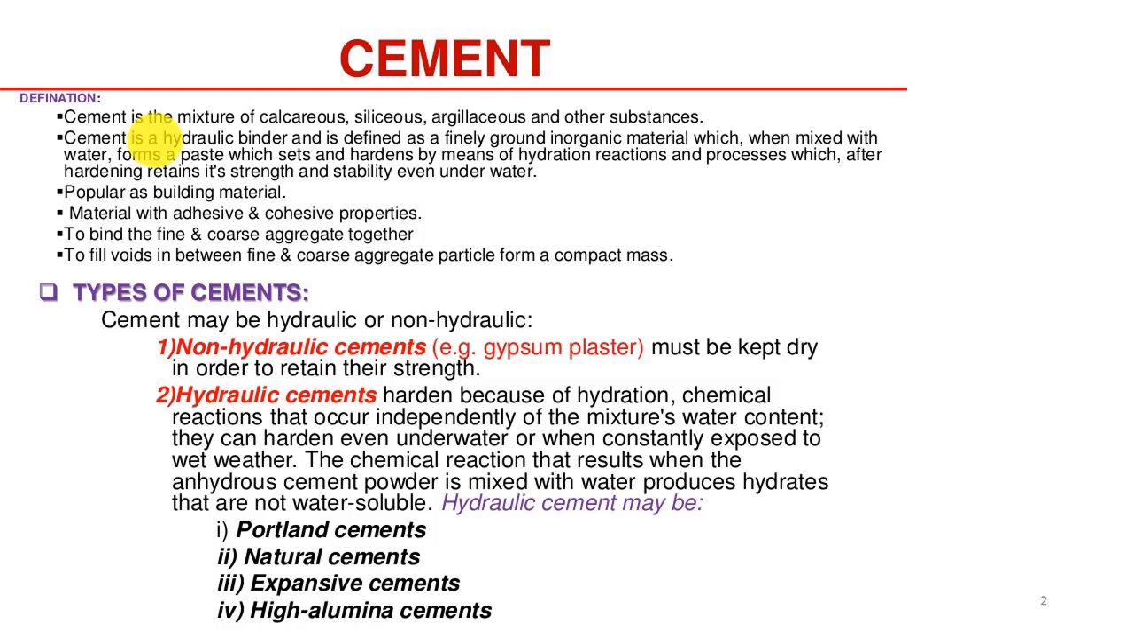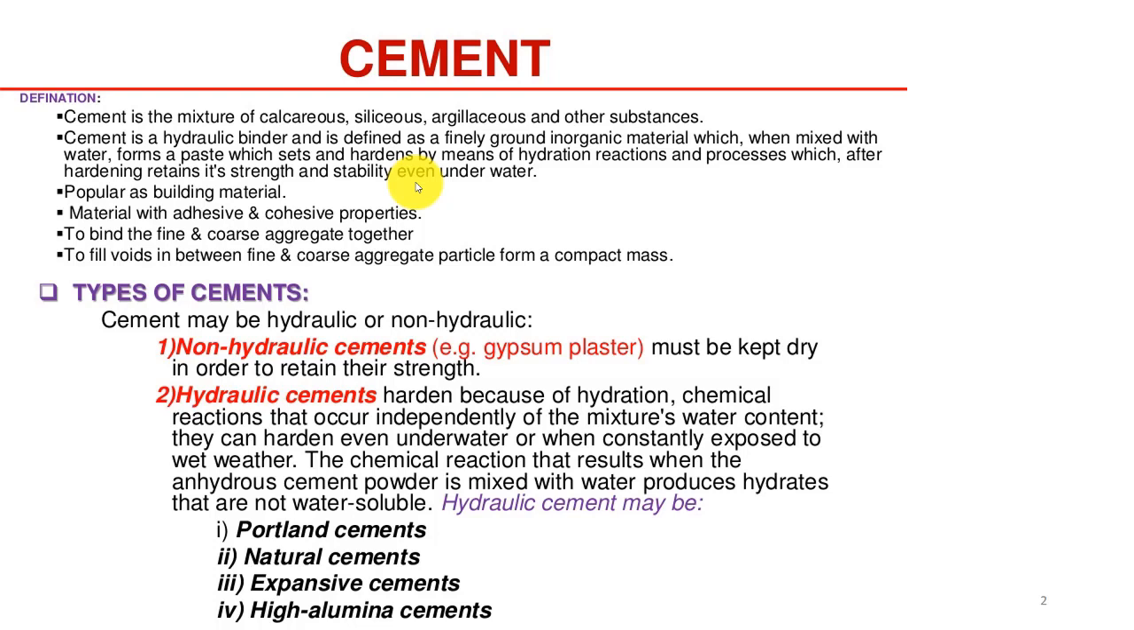Cement is defined as a finely ground inorganic material which, when mixed with water, forms a paste and sets and hardens by means of hydration reactions and processes. After hardening, it retains its strength and stability under water. So hydraulic binder means it gains strength in the presence of water.